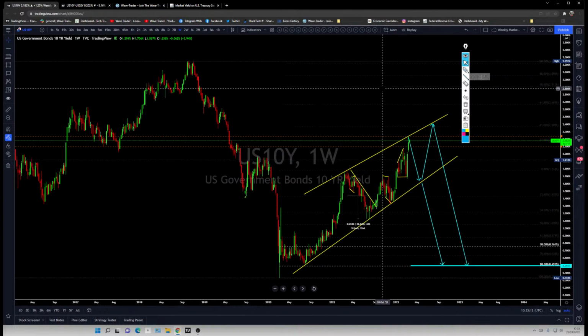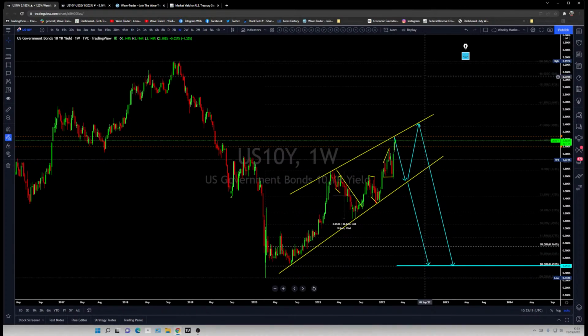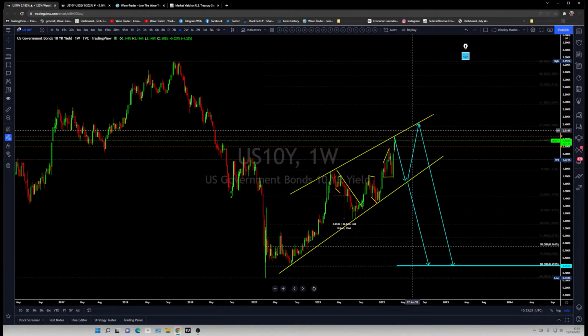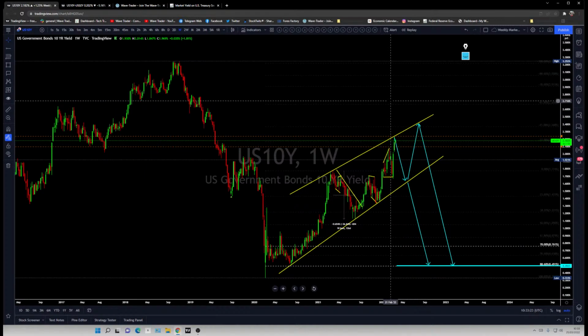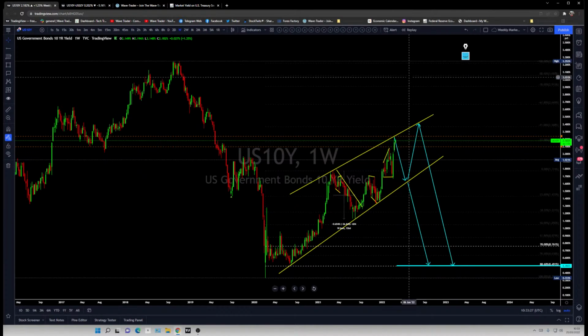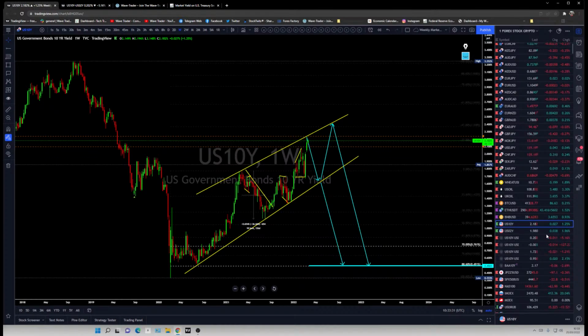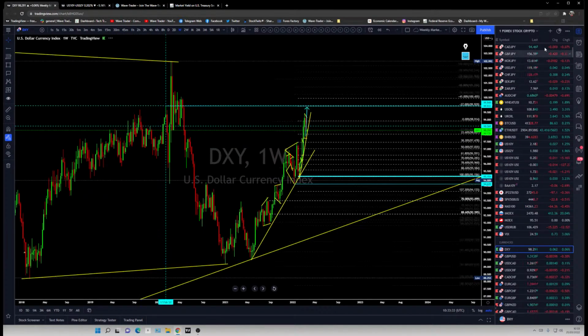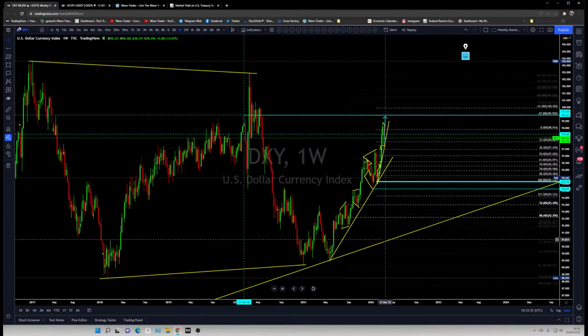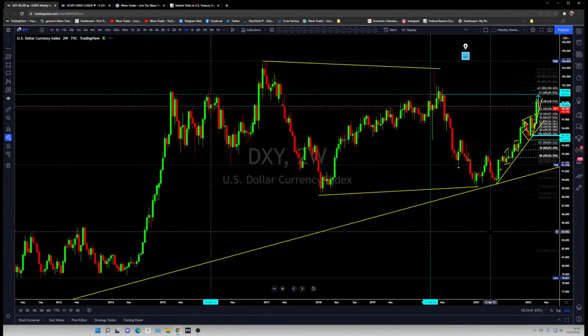So what's going to happen with the assets? Now let's talk about that. What kind of setups are we going to have after the Fed, for short term to medium term and longer term, because of this Fed action? If I look at the dollar, the dollar has almost reached its target. The dollar index is almost about to finish its move.